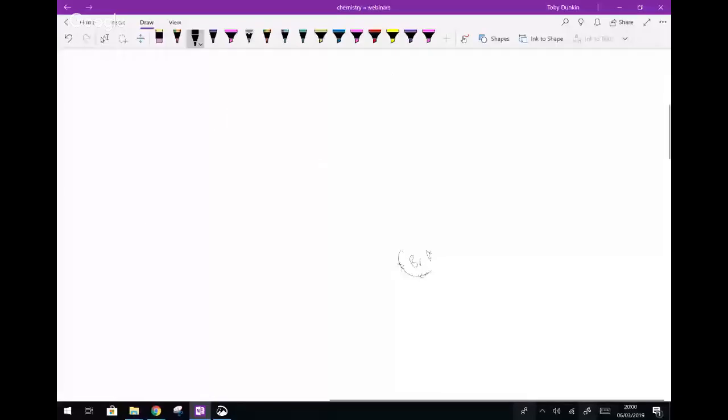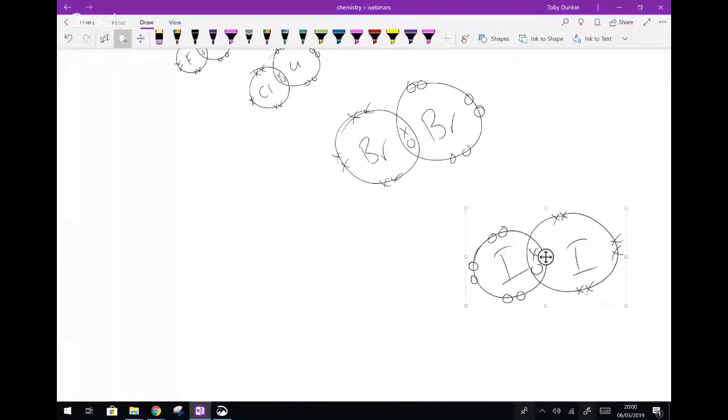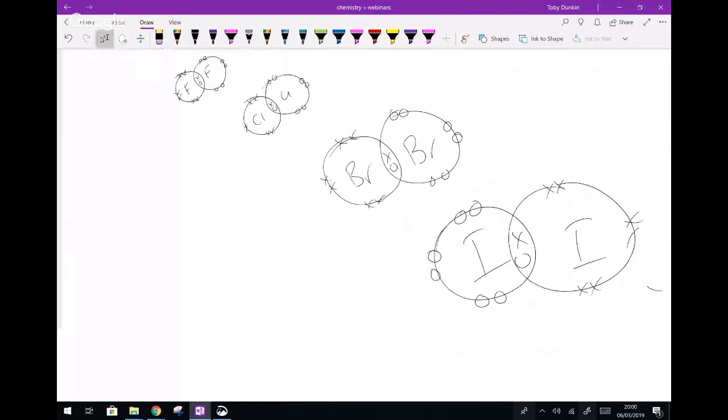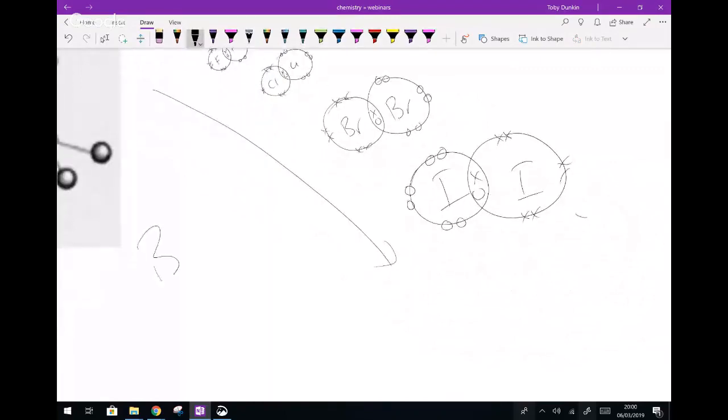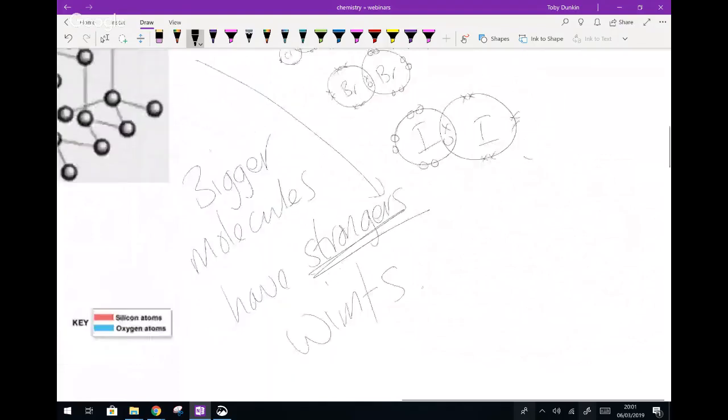Now, why does this make any difference? You know what? Iodine just isn't big enough. Gonna make her bigger. Yeah, here she goes. Amazing. So here's iodine. So they're getting bigger. Now, what this means is, as they're getting larger, bigger molecules have stronger WIMPs. Note stronger. Not more, but stronger. They have stronger weak intermolecular forces.